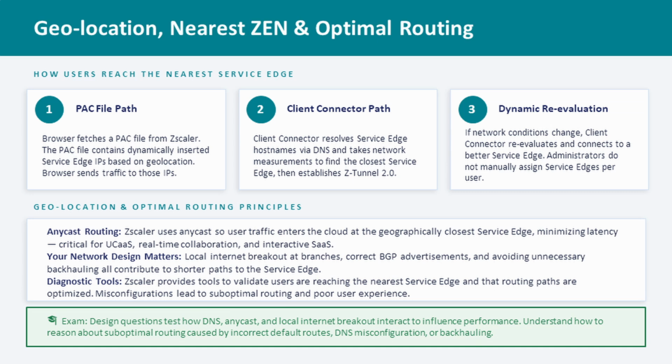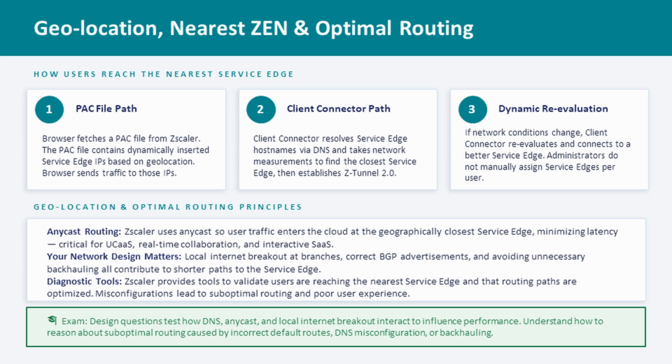For client connector deployments, the process is more active. Client connector resolves Zscaler Service Edge host names through DNS, using Anycast to naturally get directed toward nearby service edges. It may also run latency probes to candidate service edges and select the one with the lowest measured latency, because geographic proximity and network latency don't always match. If a closer service edge is congested or experiencing issues, a slightly farther one with better network path might actually be faster for a specific user.